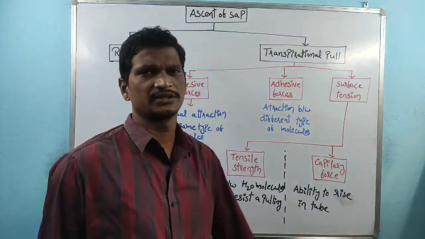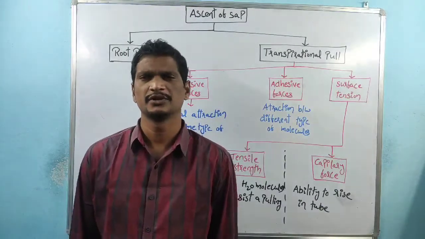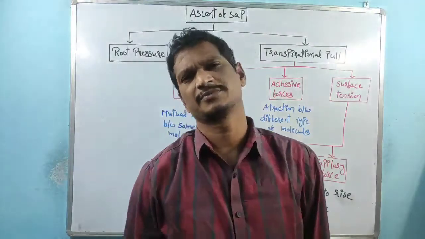Hi students, in the last class we discussed the ascent of sap. In the ascent of sap, there are two parts. One of the parts is the root pressure.